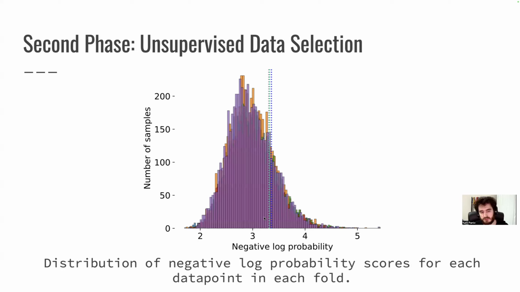This is the resulting distribution of negative log probability scores for each data point in each fold. And you can see the tail of the distributions that we are discarding there. There are a lot of highly surprising examples, which means that those translations were bad in the opinion of the model.